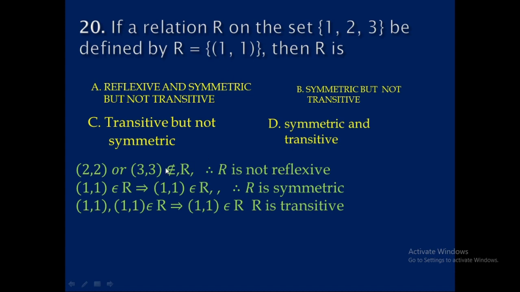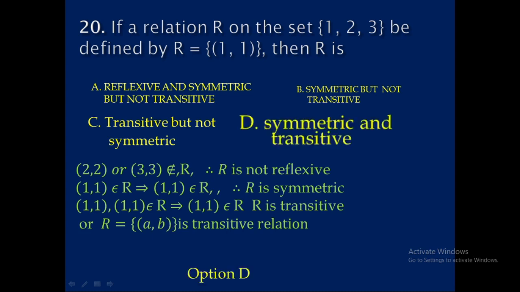Therefore, you can say that this relation is symmetric and transitive. Therefore, option D is the correct option. The next example.